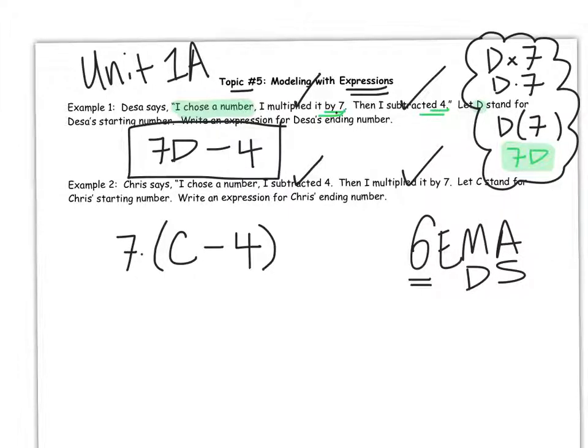I could put a little dot there. This would mean exactly the same thing. Put C minus 4. You could also do times 7 at the end. That might seem more natural. That's fine. These are both correct.